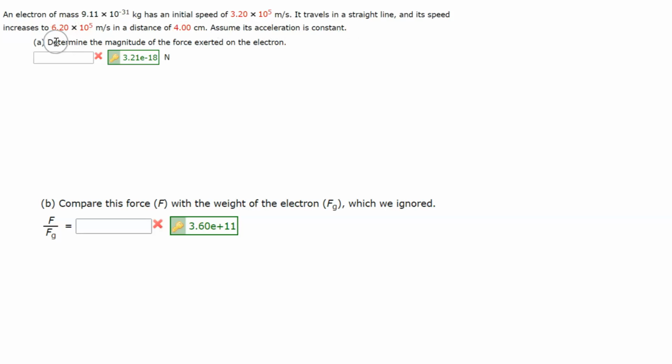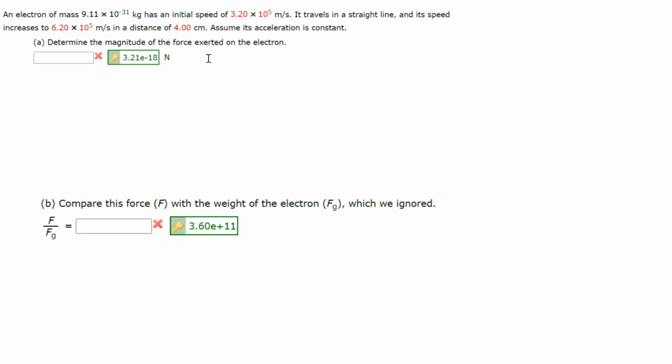And we first want to start off by determining the magnitude of the force exerted on the electron. So to find the force, we can use F equals ma. The force exerted is going to be equal to the mass of the electron times its acceleration. But we don't have its acceleration, so we're going to have to find the acceleration. Let's go about doing that.